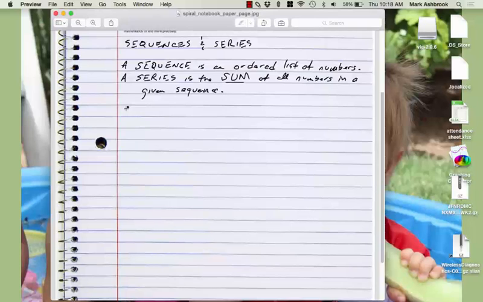You get in the middle of these hard problems and you're memorizing these rules and these formulas, and then you don't even remember what a series or a sequence is. You can never forget that. Okay?